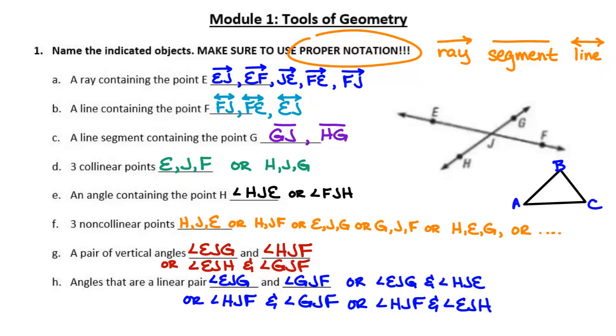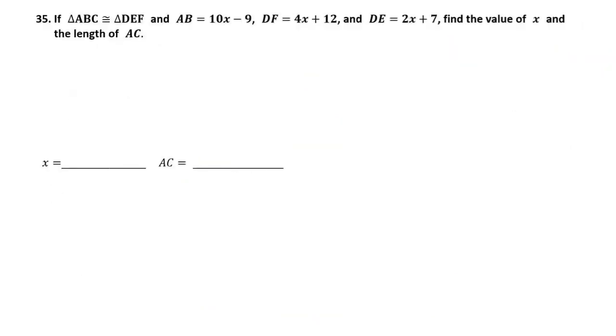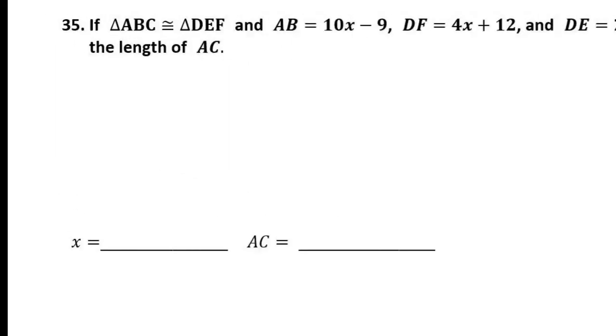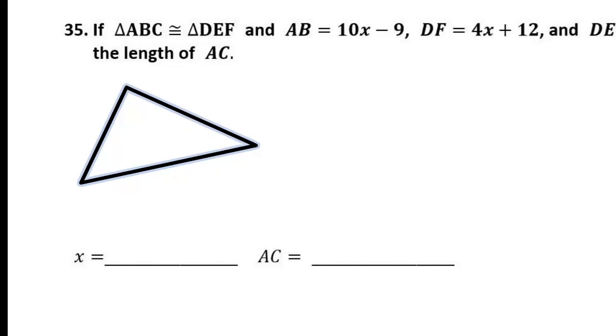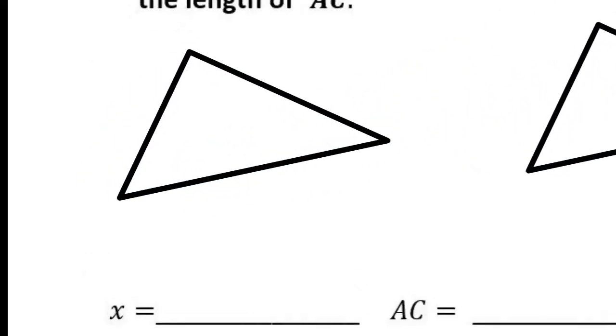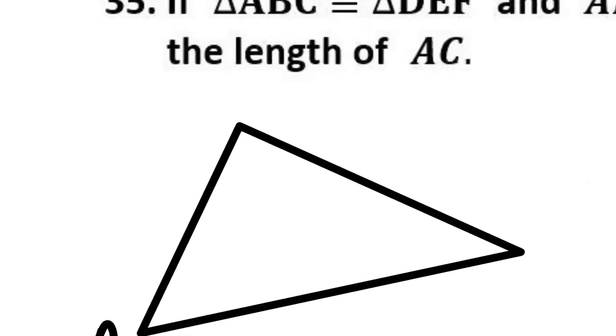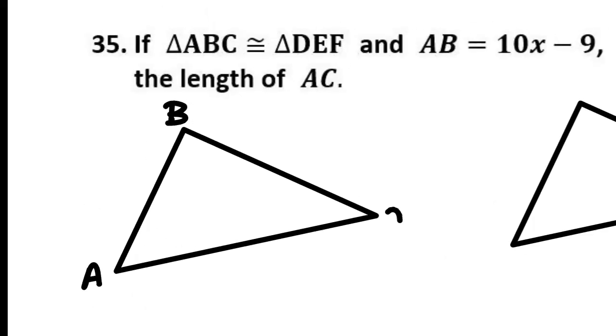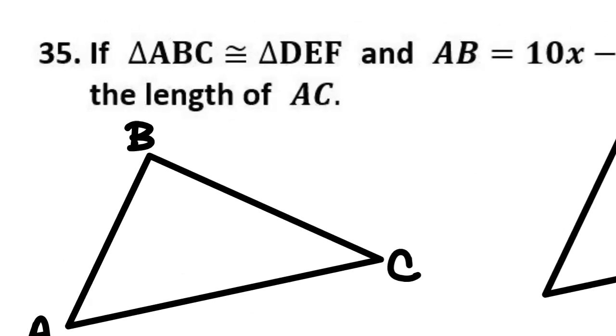35, absolutely. If triangle ABC is congruent to triangle DEF, okay, I'm going to stop right there and I'm going to draw those triangles. All right, I've got 2 triangles now, and we're going to label them. One of them is A, B, C. The next one, notice they're congruent.